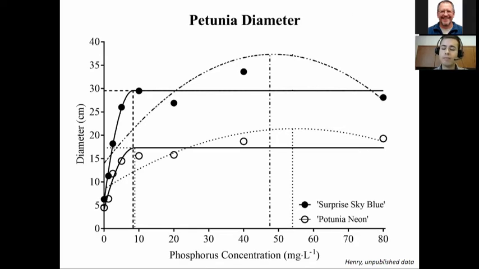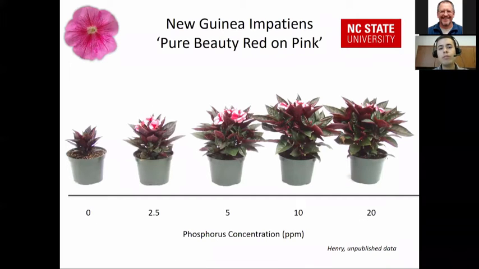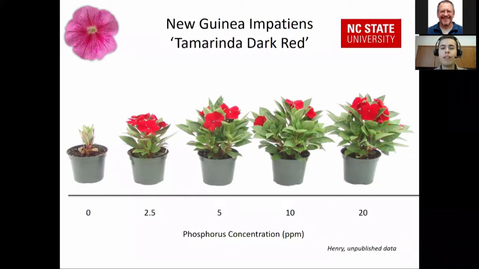So moving on to New Guinea impatiens, we did 2 different cultivars of this as well. Pure Beauty, red on pink here, representing a more dark leaf variety of New Guinea impatiens. You can see that the plant that was grown with 5 parts per million phosphorus does look significantly smaller than the plant grown with 10 parts per million phosphorus. And you see a very similar trend with Tamarinda Dark Red. So here, this is representing a more green leaf variety.